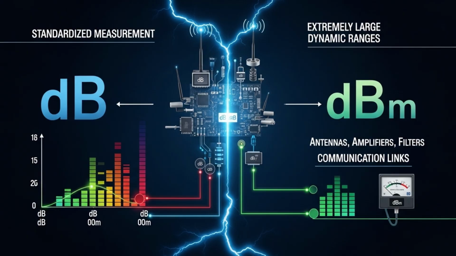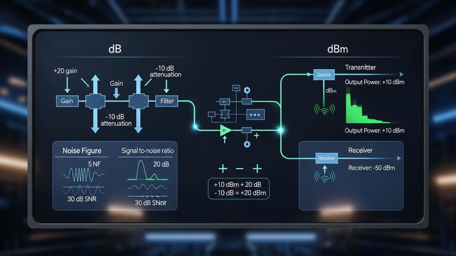In RF engineering, decibels are used everywhere because they provide a standardized way to measure and compare signals across extremely large dynamic ranges. Whether analyzing antennas, amplifiers, filters, or communication links, dB and dBm are the default language of RF system design. Engineers use dB to describe gain, attenuation, noise figure, and signal-to-noise ratio, while dBm is used to represent actual signal power levels in transmitters and receivers. This consistency makes it possible to design complex systems using simple additive calculations.